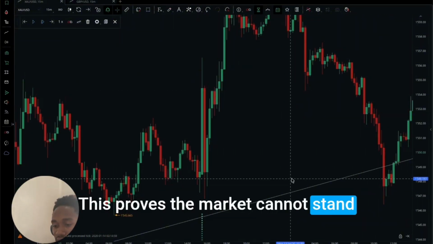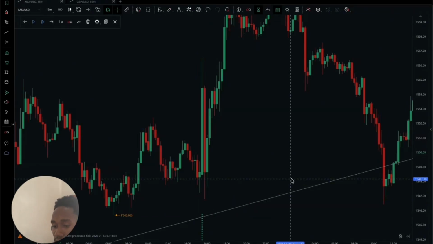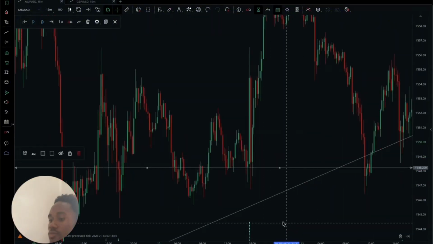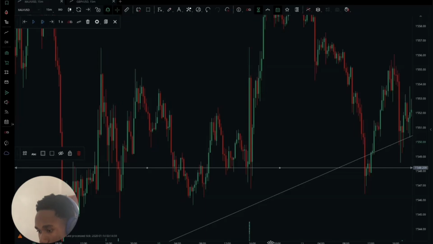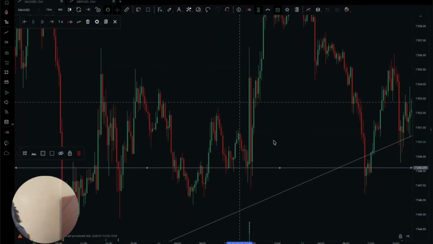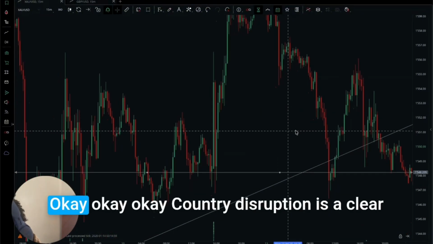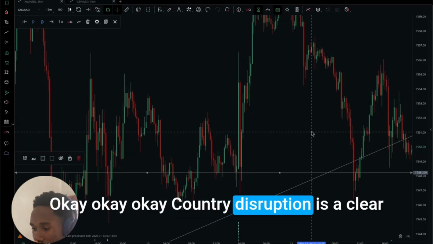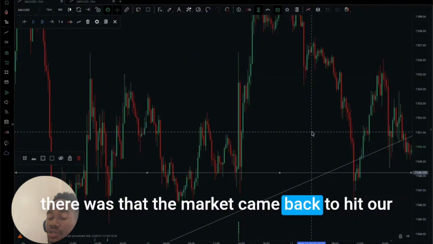Alright, so after this push the market cannot stop. But now your stop loss. This way go. Okay. Okay, this is a clear double bottom. I think the only thing that happened there was that the market came back to hit our stop loss and went in our direction.